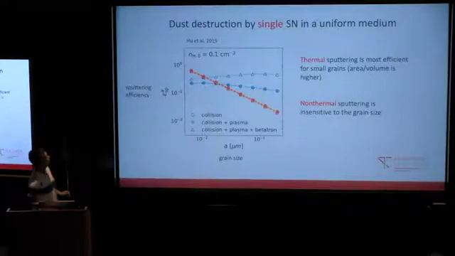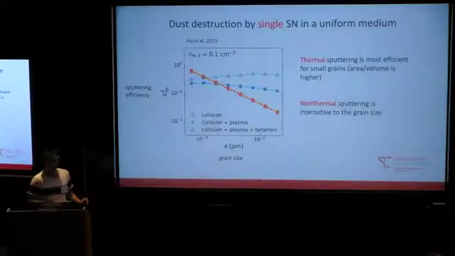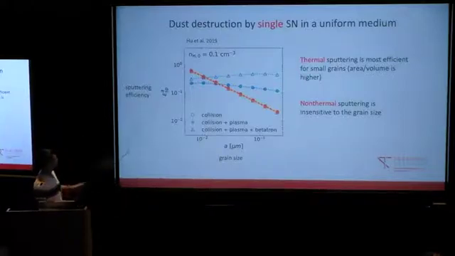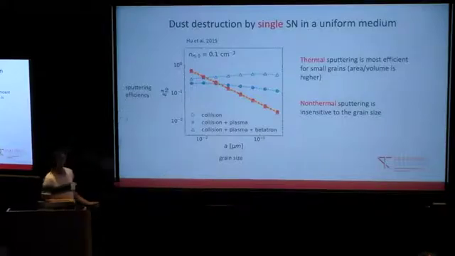So we apply this model to a single supernova explosion in a uniform medium to see how the dust will be destroyed in this case. Here I'm showing you the dust sputtering efficiency as a function of the grain size.